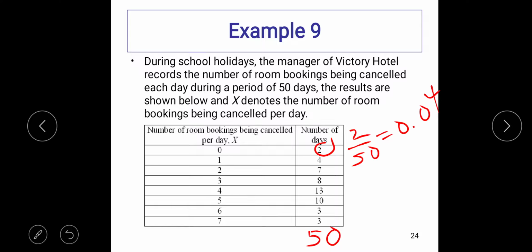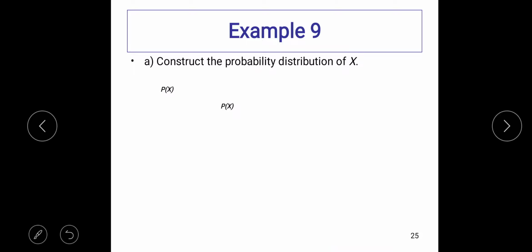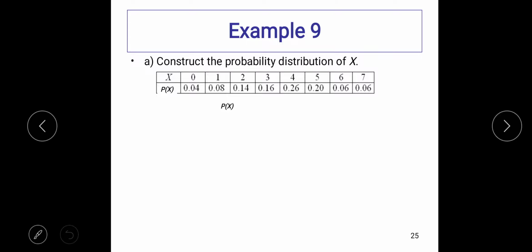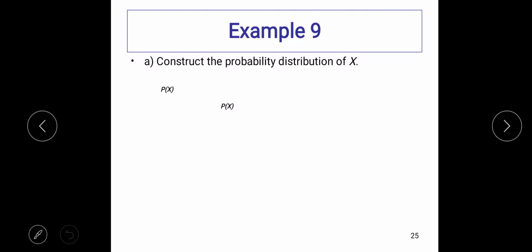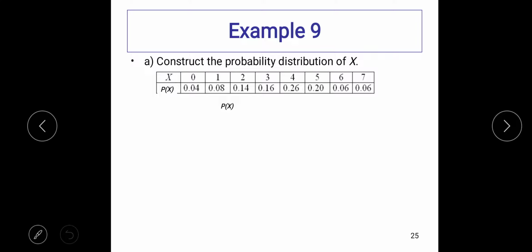Okay, so you get the probabilities for each number of room bookings, right? And then you do accordingly for every X value here. Alright, and finally, of course, you come out with this table for your probability distribution of X. Meaning that you have to find these values on your own by finding the probability for each of the X values.